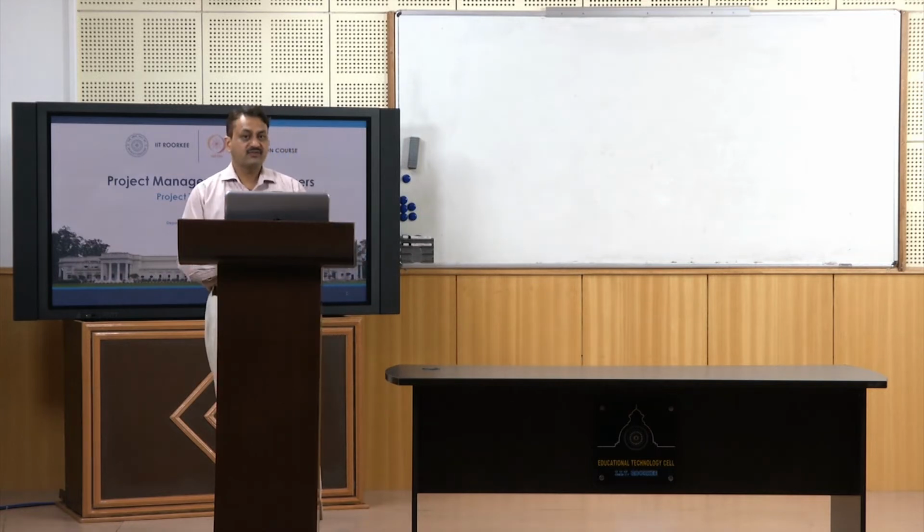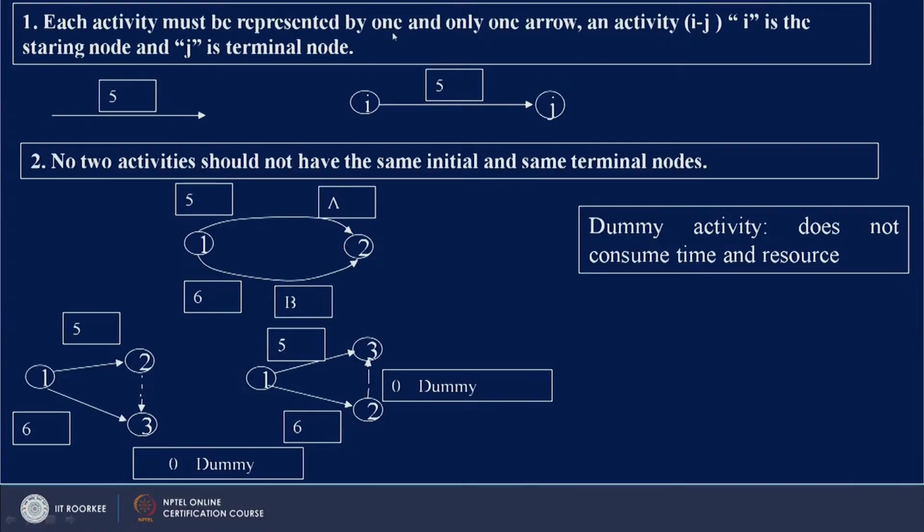So we are looking at different rules of drawing networks. We have already seen two rules. The first one was, each activity must be represented by one and only one arrow. The second one was, no two activities should have the same initial and same terminal node. This is wrongly written here, so you just delete this one.